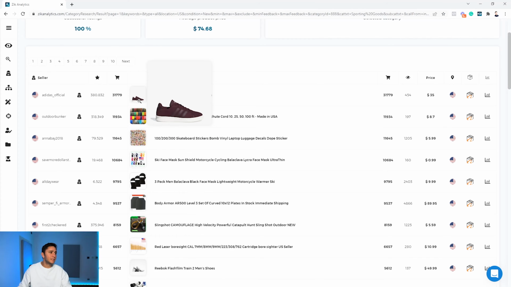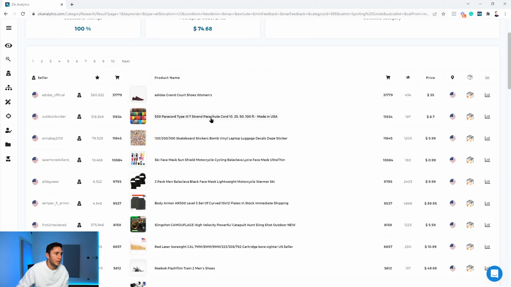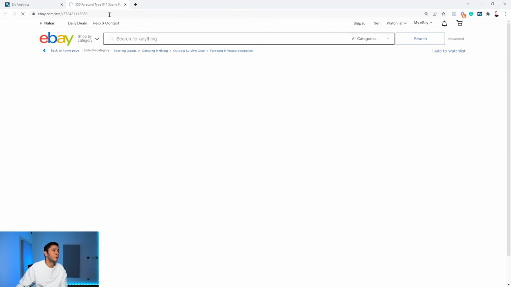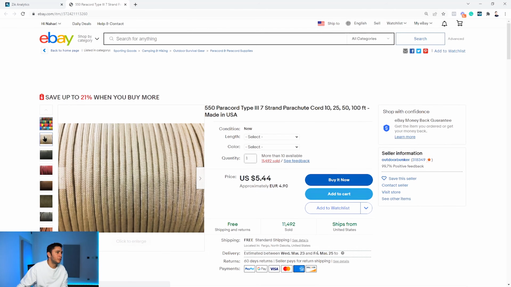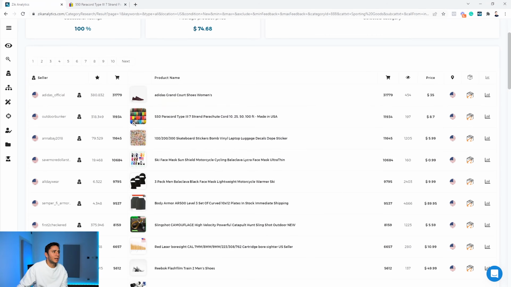If I'm not an Adidas distributor and I don't have Adidas shoes, I will not look into niches where Adidas is dominant, right? But this type of niche, this type of product, paracord, a strand parachute cord, let's open it up here. Now you can see the pictures more clearly. It's just this parachute cord. It is a very interesting product and a very interesting niche.